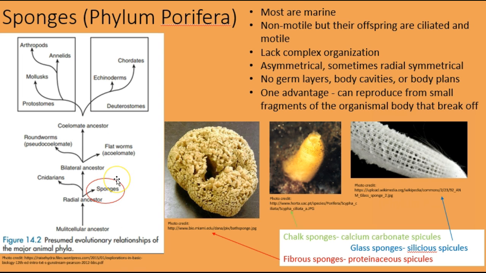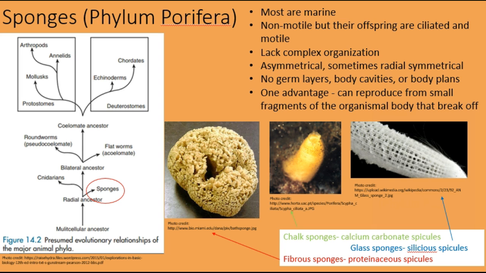Of the organisms we encounter in lab, sponges are the oldest animal forms. Sponges, Phylum Porifera, likely evolved from protozoans. Most are marine and live in a sessile existence attached to a substrate. They're non-motile, but their offspring are ciliated and motile. Sponges lack complex organization and therefore are asymmetrical and sometimes radially symmetrical. They have no germ layers, body cavities, or body plans.